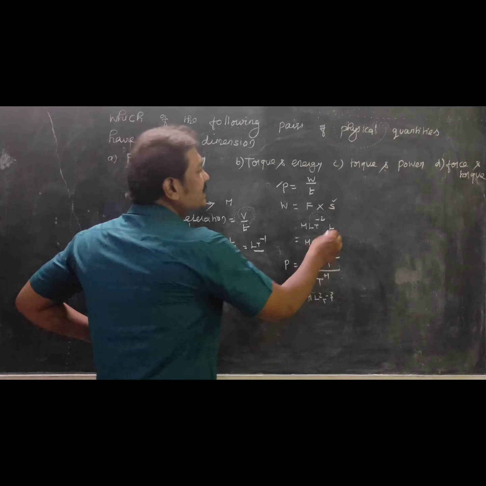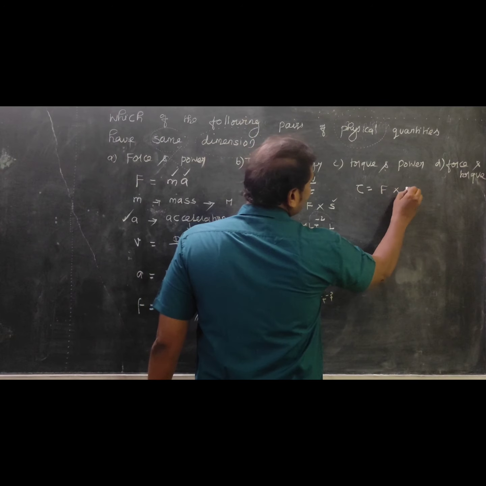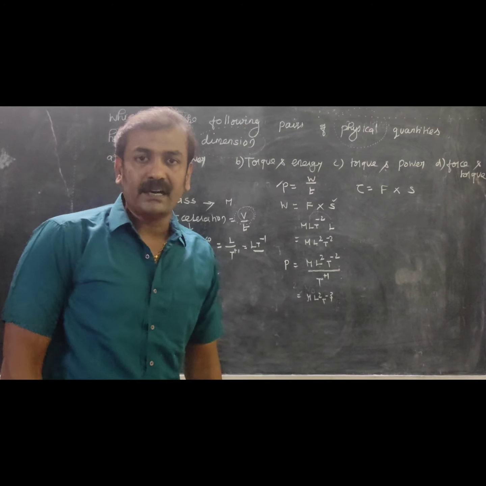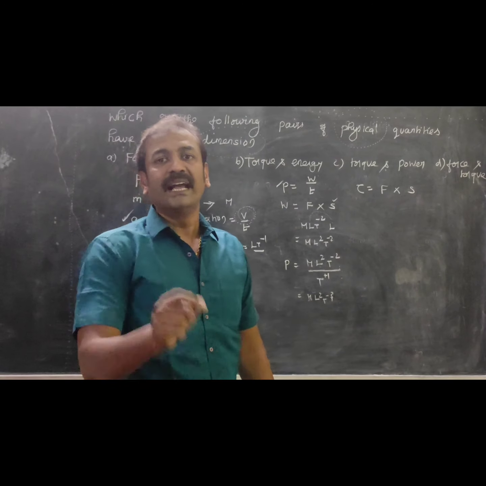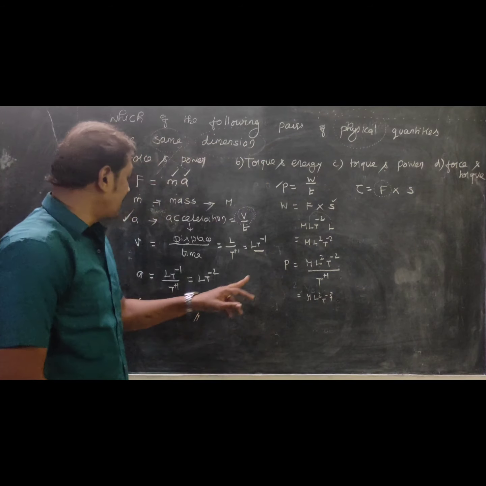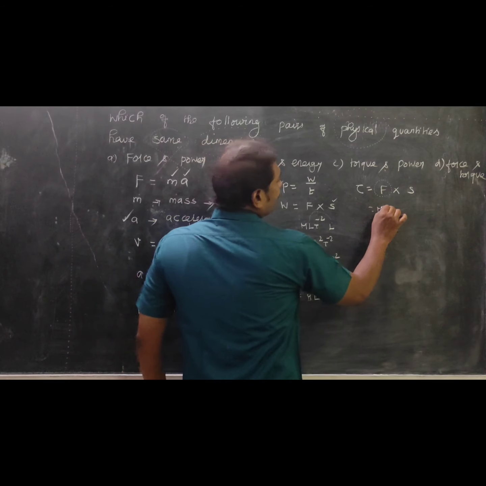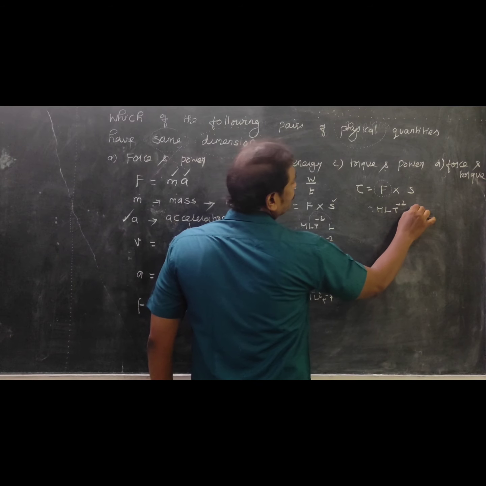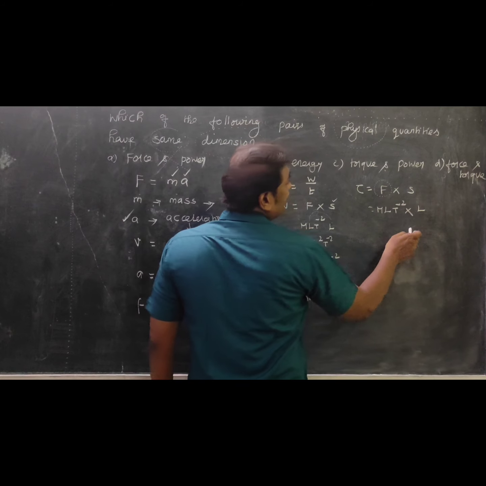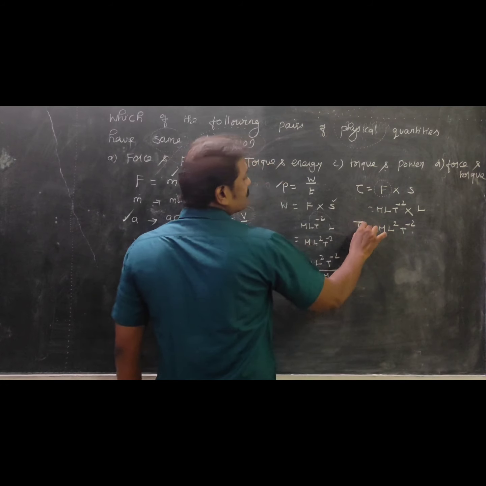Then go to the second option, torque. So what is the formula for torque? Torque is defined as the product of force and perpendicular distance. So by easily we can calculate force. We already calculated force as m L t power minus 2. So m L t power minus 2 into perpendicular displacement L. So L into L square, m L square t power minus 2 is the torque.